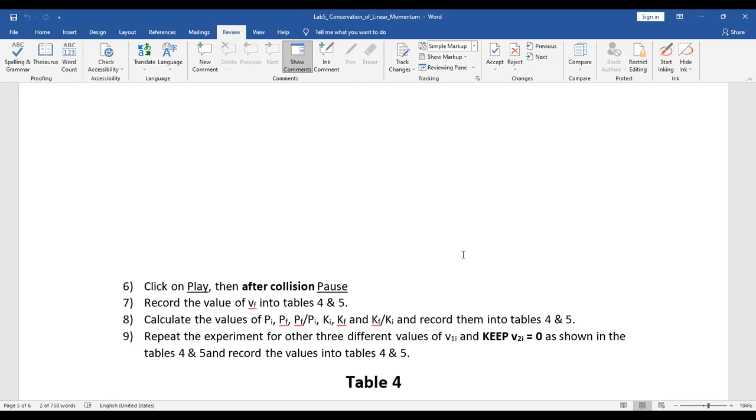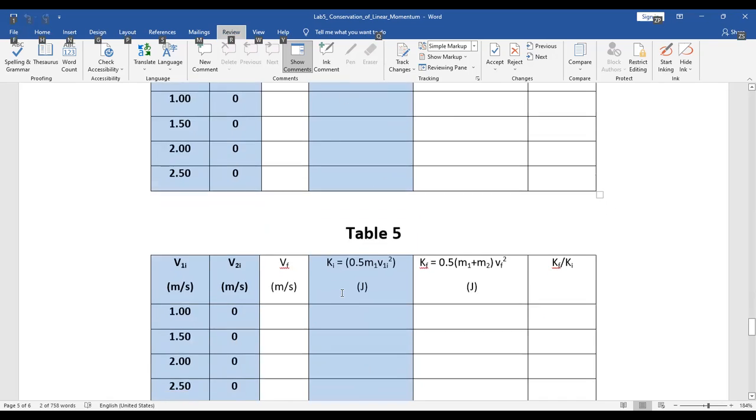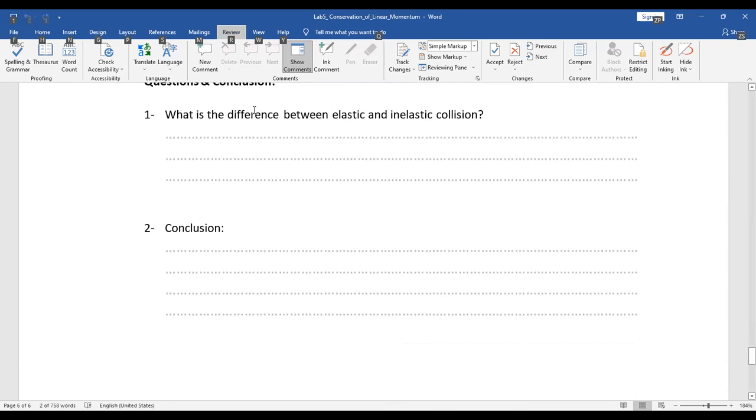Then what is the difference between elastic and inelastic? You can write your answer there. Okay.